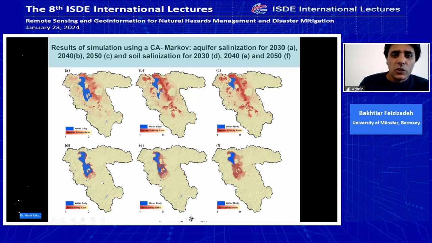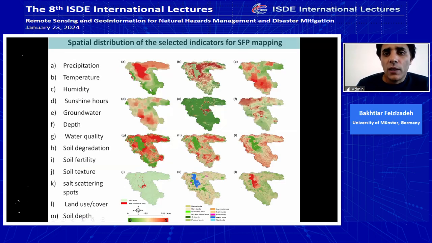Predicted soil salinization for 2013, 14, and 15, right? And in one major aspect, we also developed the possibility of producing food in this critical situation based on the respective criteria, like temperature, humidity, sun hours, groundwater depths, and water quality, as a sustainable food production in this area, right? So you could see the respective criteria that you have.